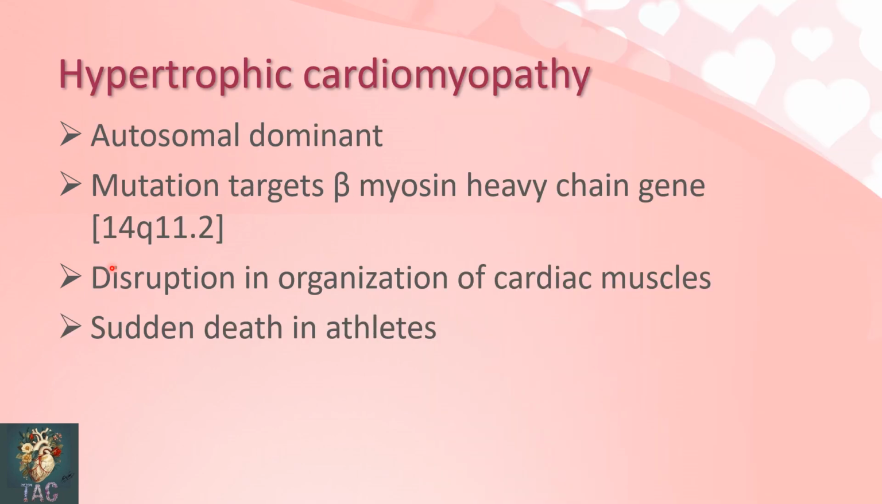Next disorder is hypertrophic cardiomyopathy. It is again an autosomal dominant disorder. The mutant gene involves the beta myosin heavy chain gene, and the locus of the mutation is 14q11.2 on chromosome 14. Because of the mutation, the beta myosin heavy chain gene is affected and results in disruption in the organization of the cardiac muscle. So this hypertrophic cardiomyopathy is one of the reasons for sudden death in athletes.